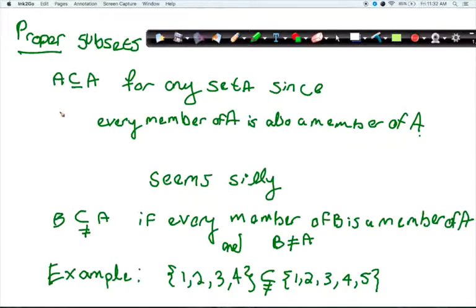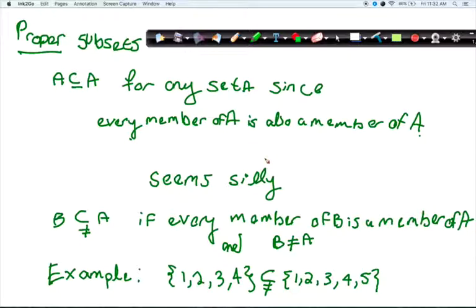So you probably noticed in the last video that if you take any set, it will always be a subset of itself. Because remember, a set is a subset of another set if every member in the subset is a member of the superset. So for any set A, every member of A is always also going to be a member of A. So A will be a subset of A. This all seems kind of silly, right? It seems like we need something a bit more precise.